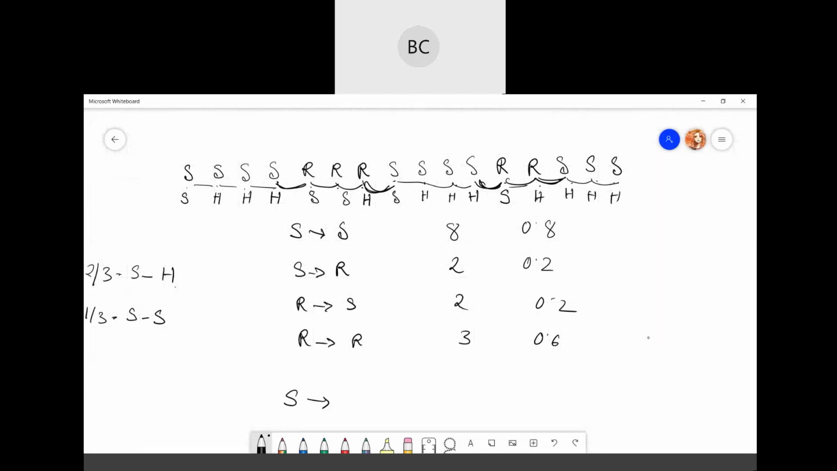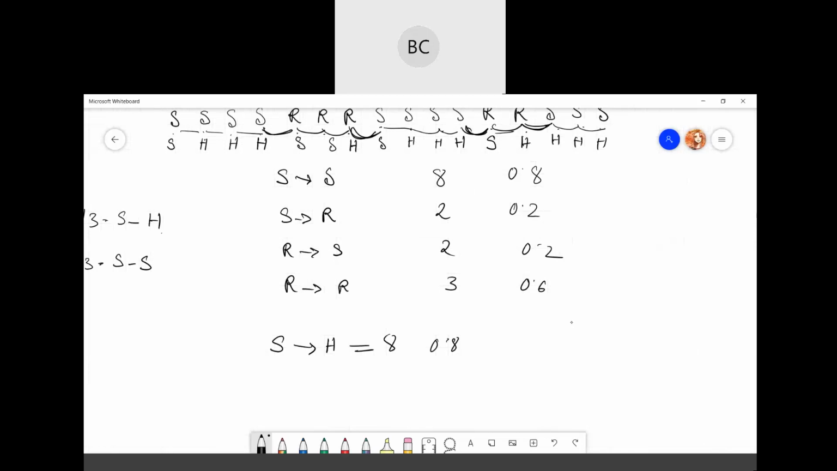is it sunny and he is happy? 1, 2, 3, 4, 5, 6, 7, 8. So 8, it's again 0.8. How many times is it sunny but he was sad? 1 and 2. So 2 is 0.2.